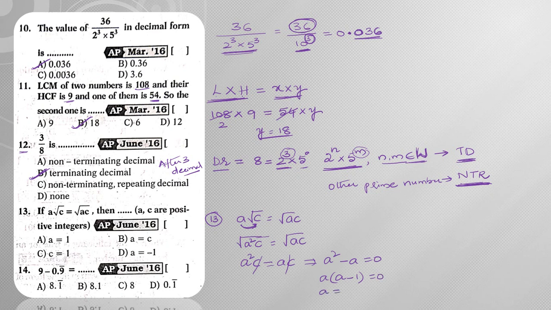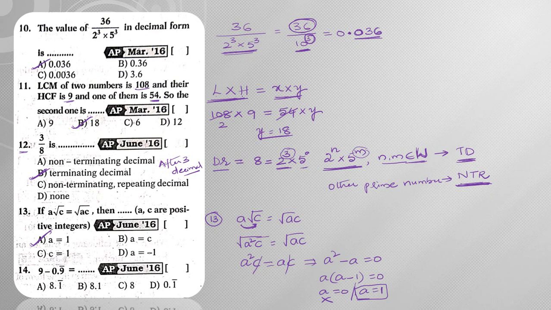So from this, either a is equal to 0 or a minus 1 is equal to 0. So a minus 1 is equal to 0 means a is equal to 1. Here, since a and c are positive integers, hence a can't be 0. The only possibility is a is equal to 1. Hence the answer for question 13 is option A.